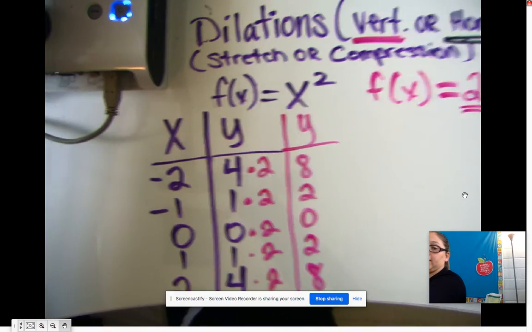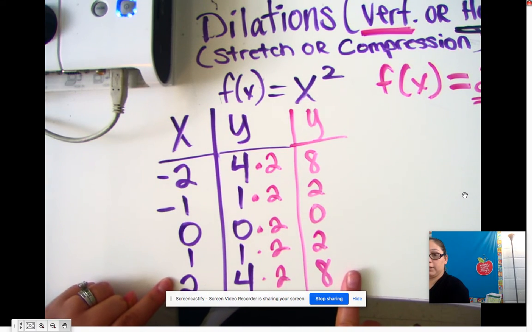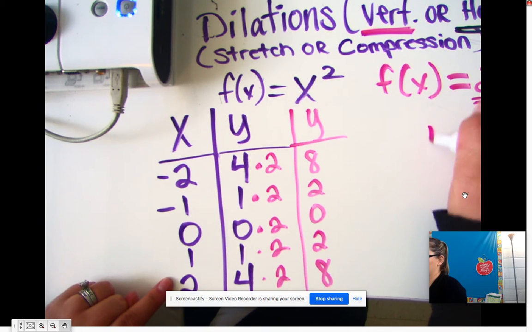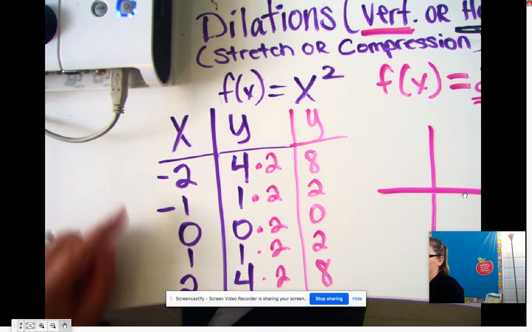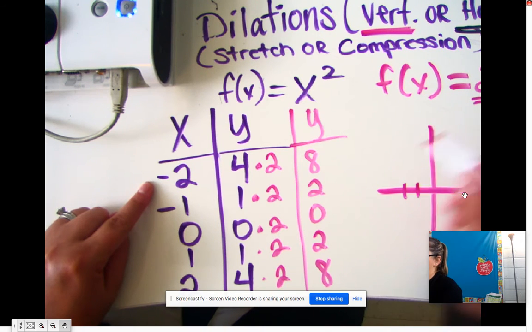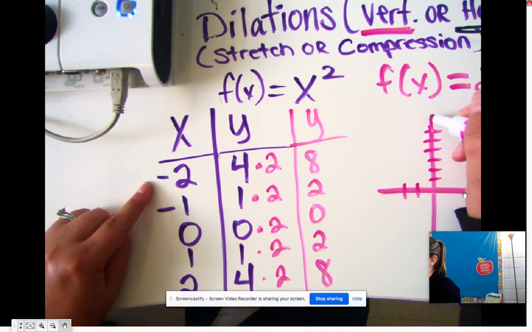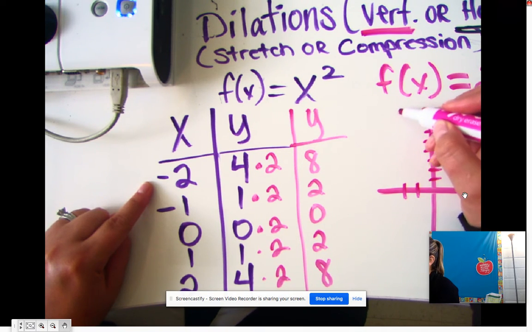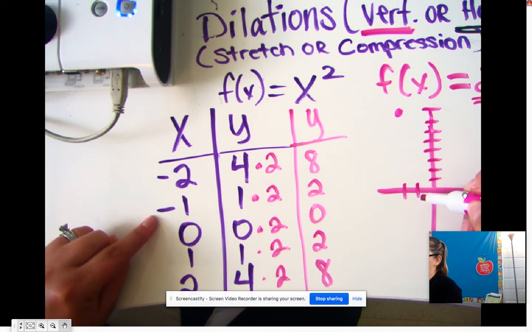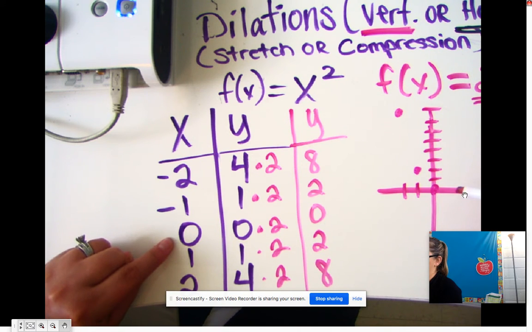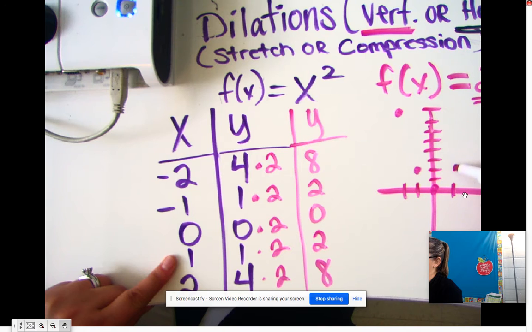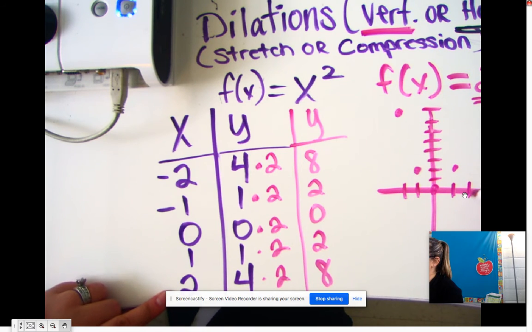So when I graph this, the x values are the same, and now I'm going to use the pink y values. So I'm going to have -2 all the way up to 8 now, which is pretty high. It's way up here. Then I'm going to have -1, 2. I'm still going to have 0, 0. Then 1, 2. And then 2, 8. And so I still get the symmetrical parabola.